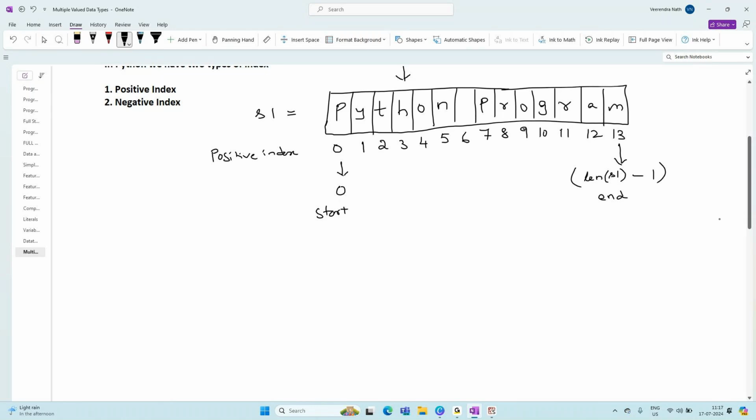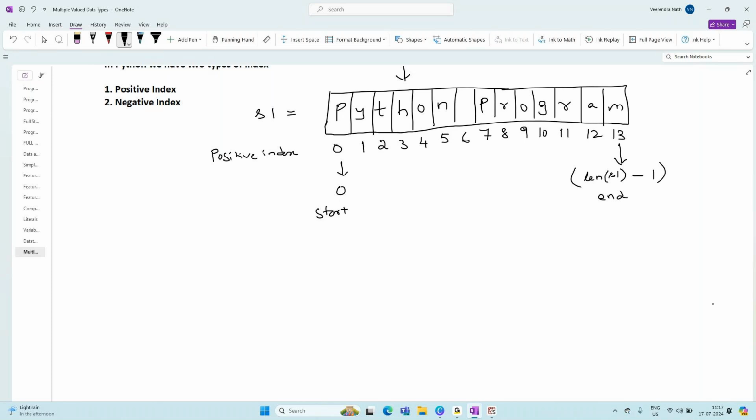If the length of the string is 20, where will it start? It ends at 19. If the length of the string is 50, or if the length of the string is n, it's as simple as that. Am I clear? So what is positive indexing? Positive indexing means the type of indexing where it starts from 0 and ends at total length of the string minus 1. Clear or not?